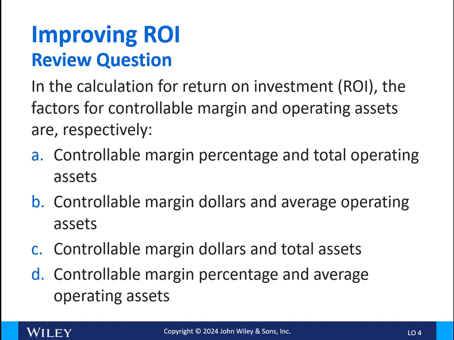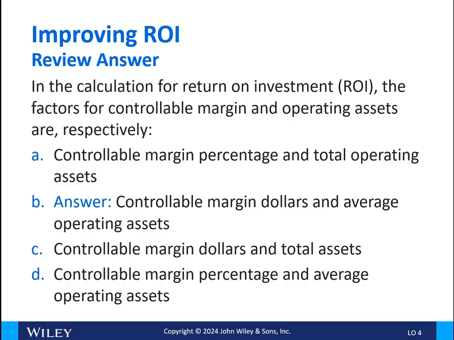Another review question. In the calculation for return on investment, the factors for controllable margin and operating assets are, respectively: controllable margin percentage and total operating assets; controllable margin dollars and average operating assets; controllable margin dollars and total assets; controllable margin percentage and average operating assets. So the calculation for ROI is our controllable margin dollars divided by our average operating assets.